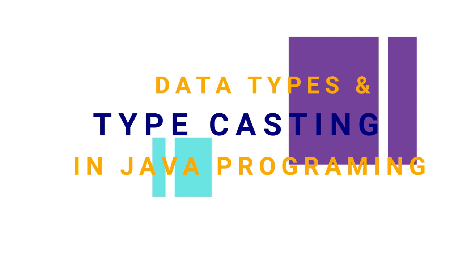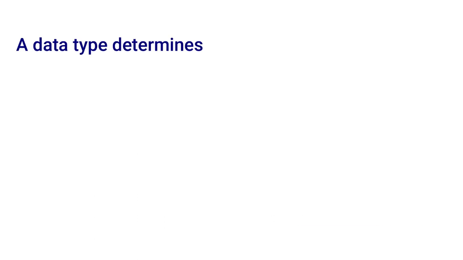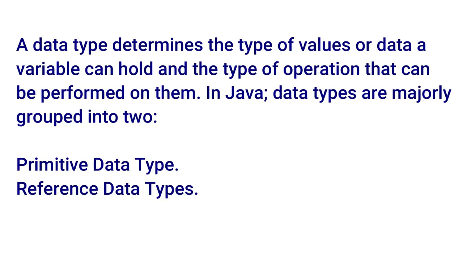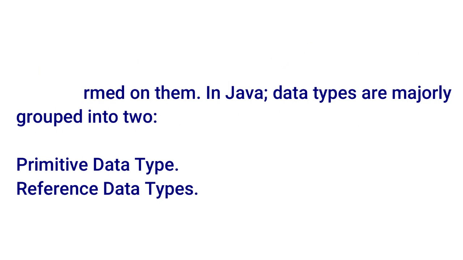And let's first of all look into what data types are. So what is a data type? A data type determines the type of values or data a variable can hold and the type of operation that can be performed on them. So in Java, data types are majorly grouped into two. The first one is what we call primitive data type, and the second one is what we call reference data type. Then this will now take us to each of these.